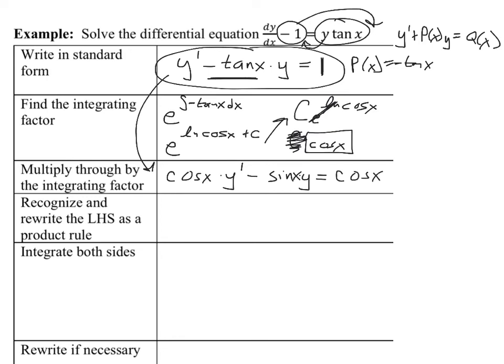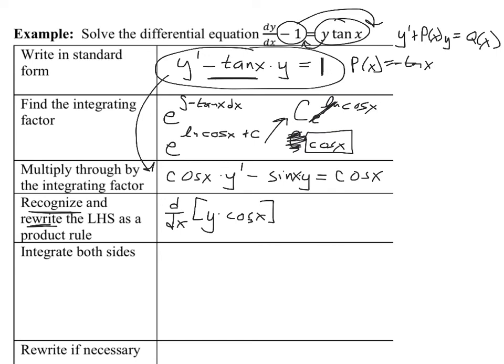And the next step is sort of the magic step, so make sure that you give yourself a chance to see this next step and make sure that you understand it. It says recognize and rewrite. I don't want people to just rewrite it and not think about it. I want you to recognize that this really is what's happening. It's supposed to be the derivative of y times the integrating factor.